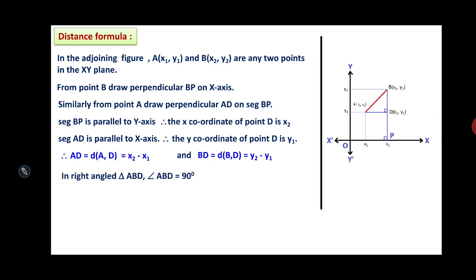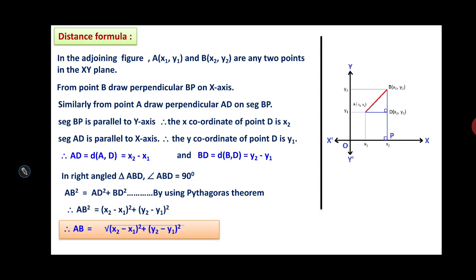In right angle triangle ABD, angle ABD is 90 degrees. So you can use Pythagoras. AB square is equal to AD square plus BD square. Now substitute the values. Therefore, AB square is equal to (x2 minus x1) whole square plus (y2 minus y1) whole square. So AB is equal to the square root of (x2 minus x1) whole square plus (y2 minus y1) whole square. This is called the distance formula.